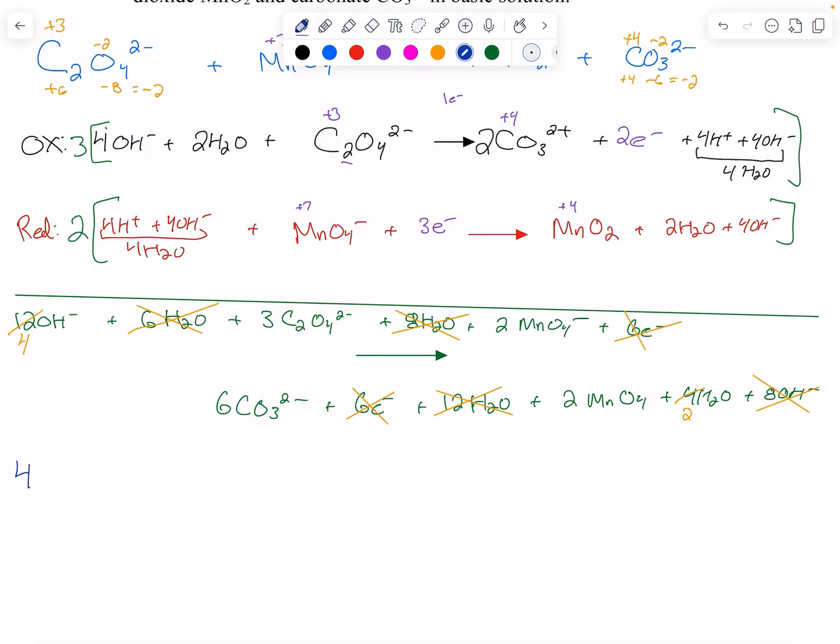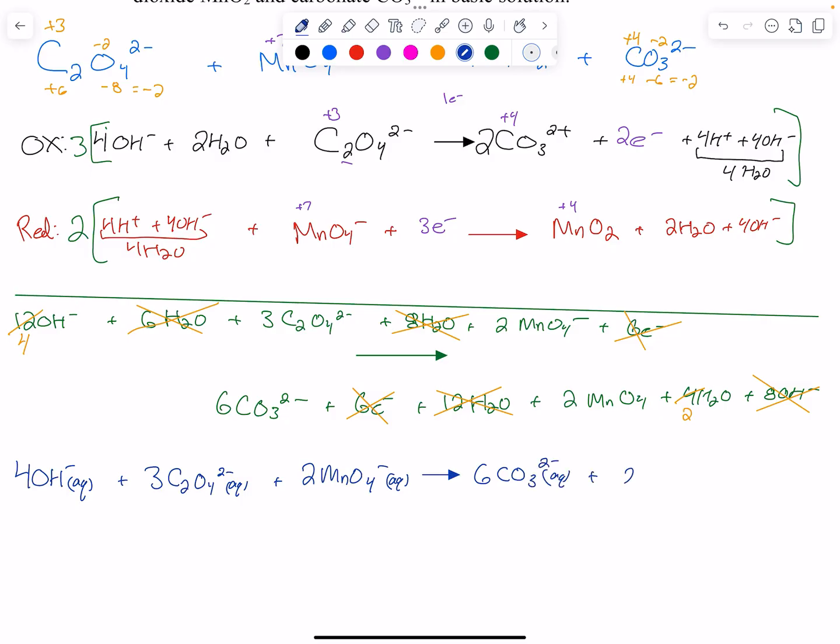We have 4 hydroxide plus 3 oxalates plus 2 permanganates going to 6 carbonates plus 2 manganese 4 oxides plus 2 liquid waters. And that's it. And so that's balancing. It's tedious, it's long, but it's good.